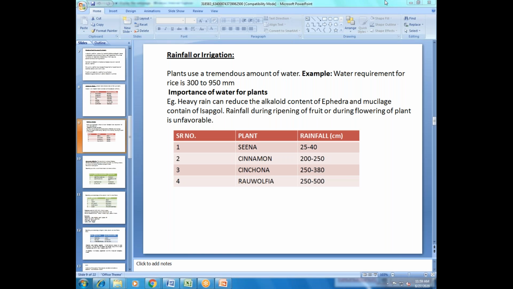So this is the one. You can see senna requires less amount of water compared to the others: cinnamon, cinchona, and rauwolfia. They need more. Rauwolfia needs 500 centimeters of rainfall, whereas senna needs less, that's why senna is grown in Tamil Nadu. This is about the rainfall and the irrigation. This I've explained in the last class.